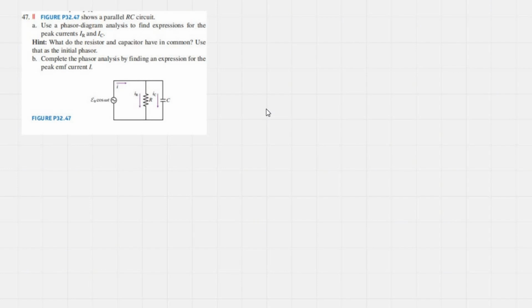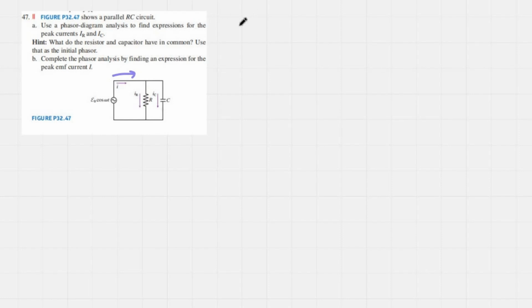First of all, the AC current through a capacitor leads the capacitor voltage by 90 degrees. On the other hand, the current and the voltage are in phase for a resistor. That was our pattern recognition. This is a parallel RC circuit, and in a parallel circuit, the voltage is the same across all components. The resistor and the capacitor are in parallel, so the voltage is the same across both.